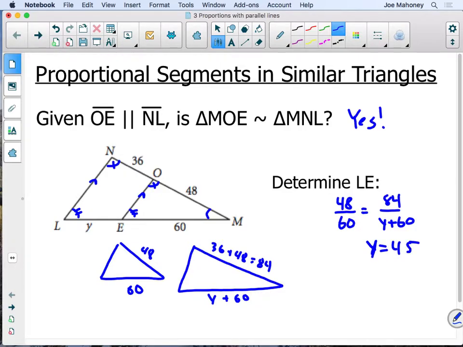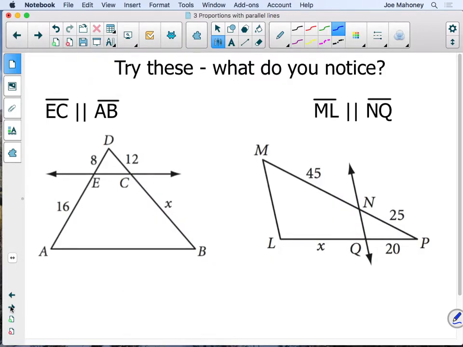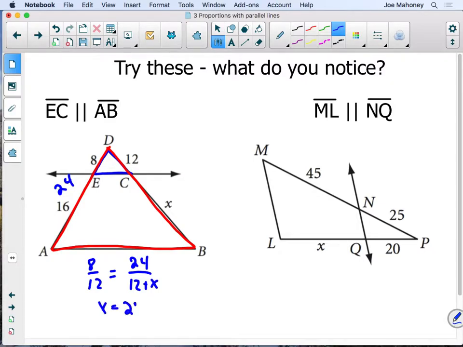Pretty good. So let's try some other ones. I have another parallel line drawn on the left. I notice if I can separate my triangles, I got this one here. So maybe I'll say 8 is to 12. And maybe I'll do a bigger one here in red. So now this whole side is 24. So 8 goes with the 24. And on the other side, I have 12 plus x. Again, if you want to solve that equation, I think we're going to get that x is equal to 24.